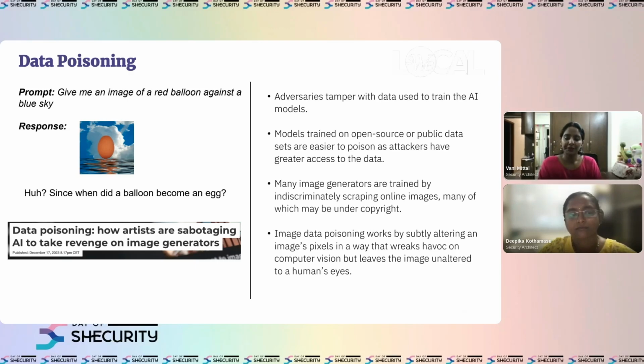So what happened in our example here? Many image generators are trained by scraping online images, and these images can be under copyright. So artists are fighting theft and misuse of their work using data poisoning. So in this case, data poisoning works by subtly altering the images so that they don't look any different to human eyes, but they confuse the computer vision. So an AI model trained on such poisoned data can start returning unpredictable and unintended results, like we saw here.